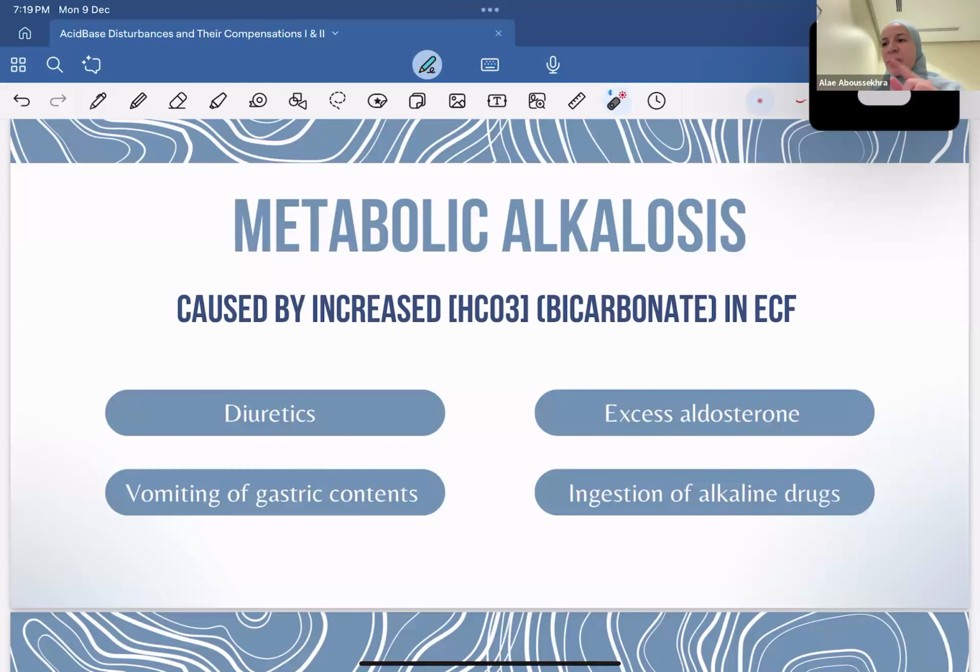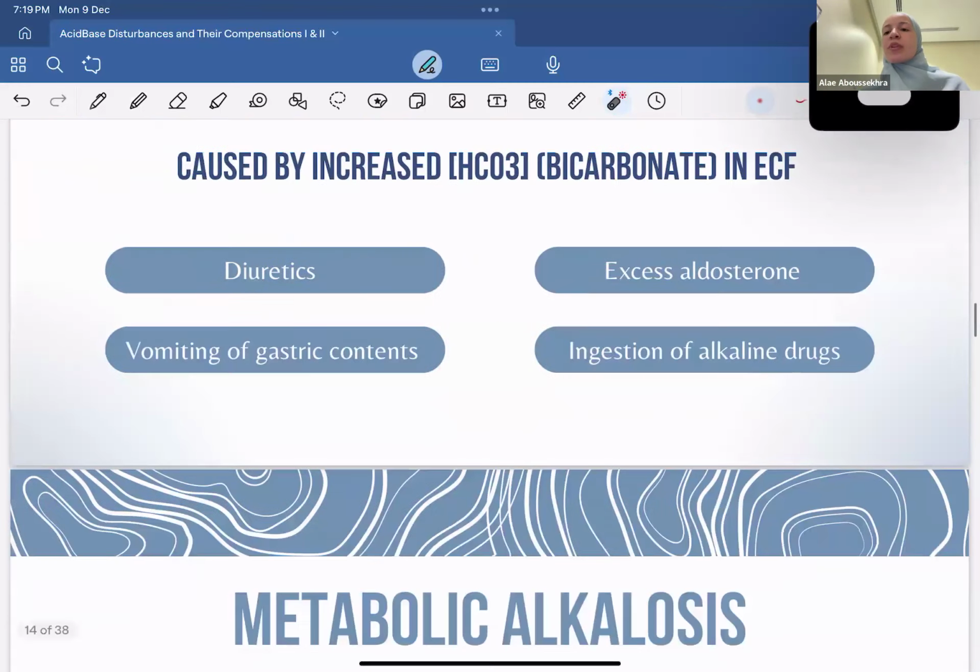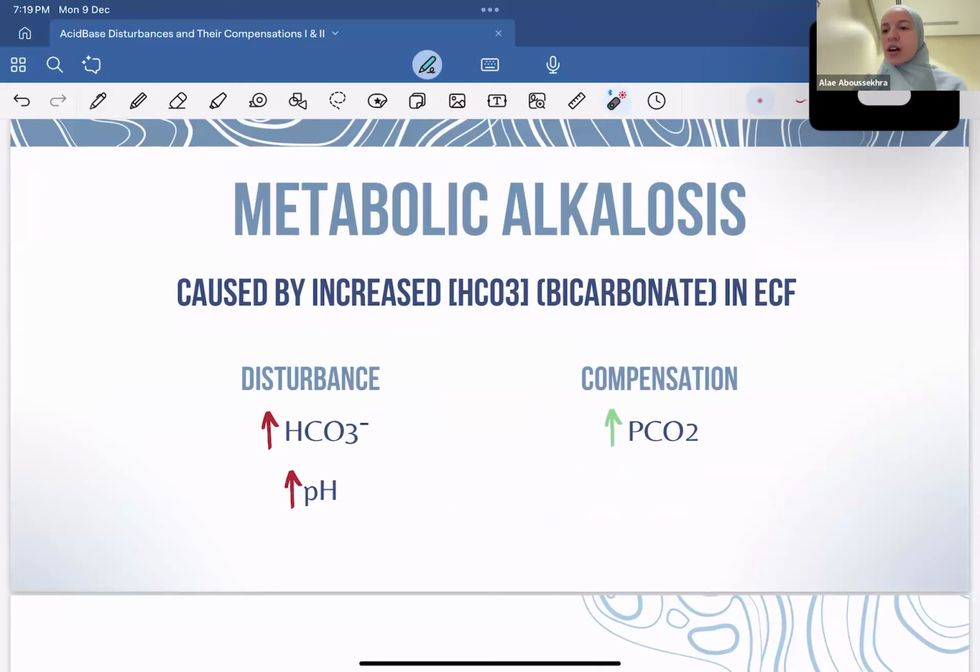So something to remember: vomiting will cause alkalosis, diarrhea will cause acidosis. Because in diarrhea, you're losing base, and in vomiting, you're losing acid. So just try to differentiate between the two. So what is happening in alkalosis? The disturbance is that you have increased bicarbonate, which is going to lead to an increase in pH. Again, just keep remembering the same rule, which is ROME. Metabolic equal. They're going to be the same. The compensation is going to be respiratory, so CO2, and it's going to increase because the original disturbance was increased.